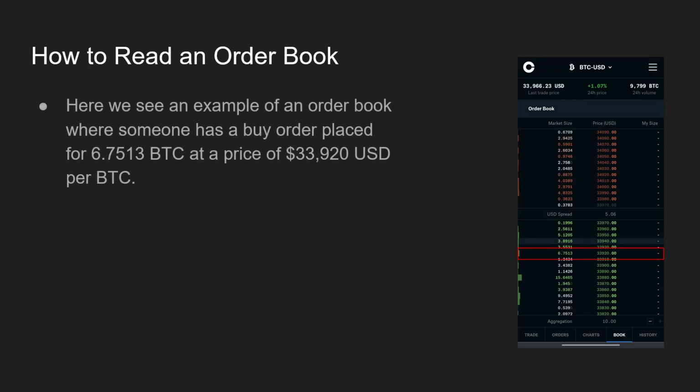Here we see an example, the highlighted example of the order book, where someone has placed a buy order for 0.7513 Bitcoin at a price of $33,920 per Bitcoin. Here's just another example, just to pinpoint how to read the order book.